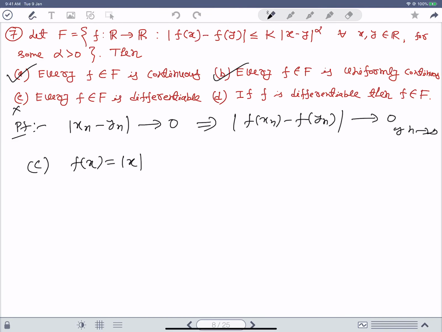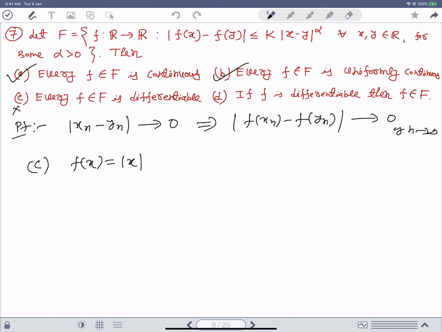And the last one says that if f is differentiable, then f must be in F. Now, again, you just have to give a counterexample in this way: you have to give a function which is differentiable everywhere, but not uniformly continuous.